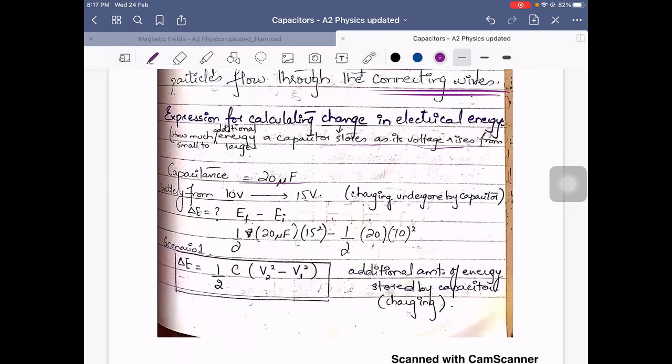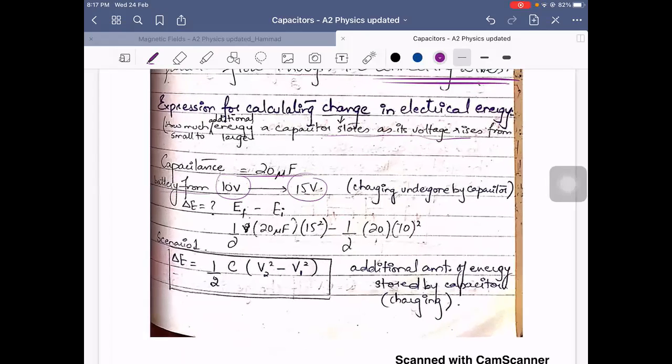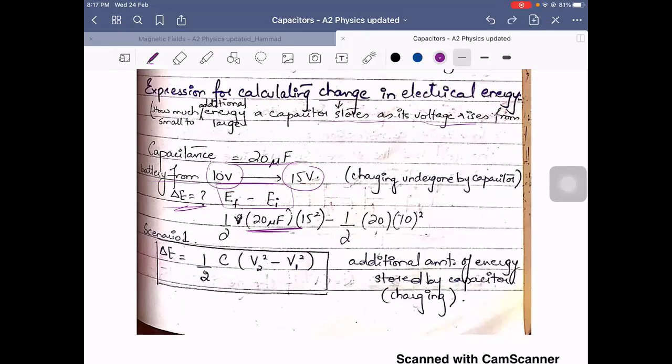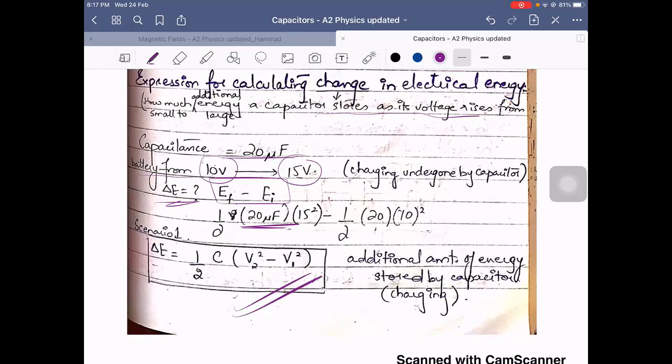Let's say you have a capacitor of capacitance 20 microfarad and the battery voltage was increased from 10 volts to 15 volts, right? You are asked about the change in energy. Your E final minus E initial is equal to half CV squared minus half CV initial squared. Technically speaking, the capacitance stays constant and you get half C times V2 squared minus V1 squared. This is the formula for your change in electrical energy.